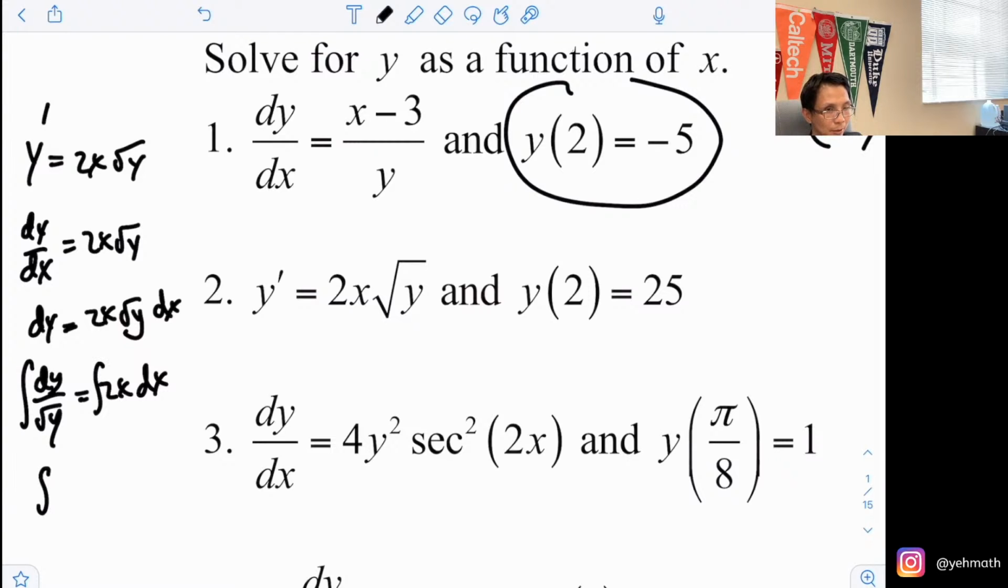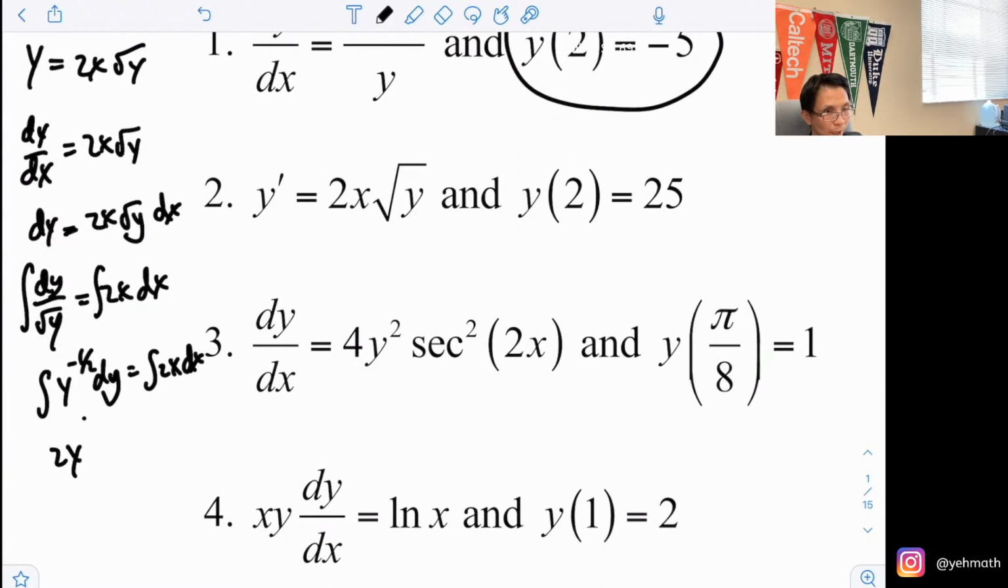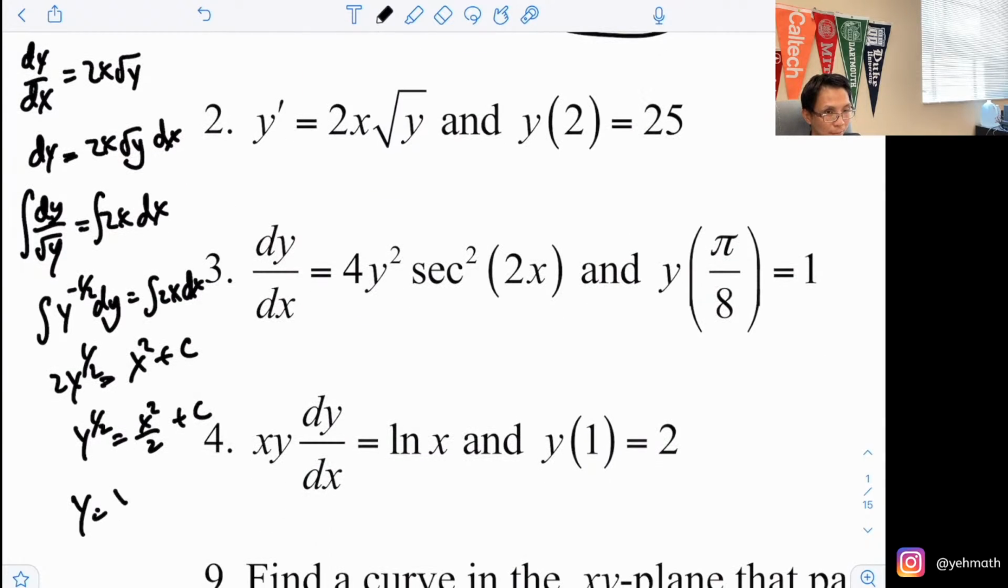If I integrate this, it has nothing to do with natural log because it's not y to the first power. It's actually y to the negative half power. So that has something to do with the power rule. So it's 2y to the 1/2 on the left side. 2y to the 1/2 is equal to x squared plus c. If you divide it by 2, that's going to be y to the 1/2 equal to x squared over 2 plus c. Why? C divided by 2 is still c. C does not change if you divide by 2. And what you're going to do is square both sides. So it's going to be x squared over 2 plus c, squared.